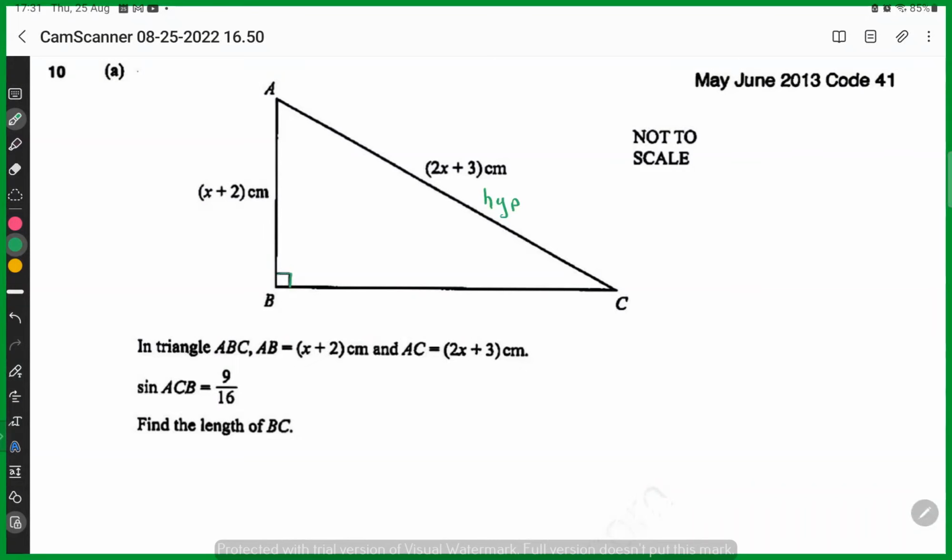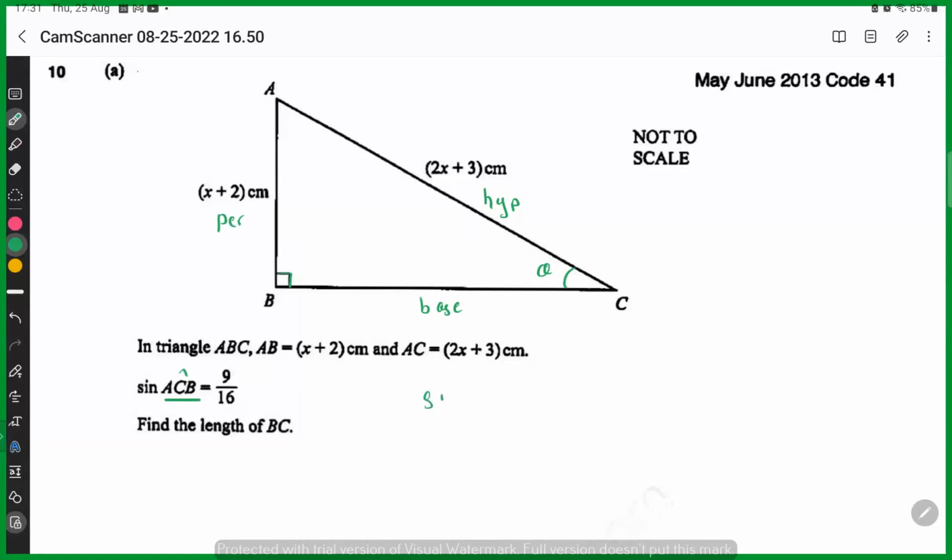Okay. Now the other thing is, where is my theta? It says sine ACB. I've told you guys the center one is basically the theta. This is my theta. The side opposite to theta is basically the perpendicular, and then this is the base. Now they have told you that sine ACB is equal to 9 by 16. Let's try writing down sine theta in terms of perpendicular, base, and hypotenuse.